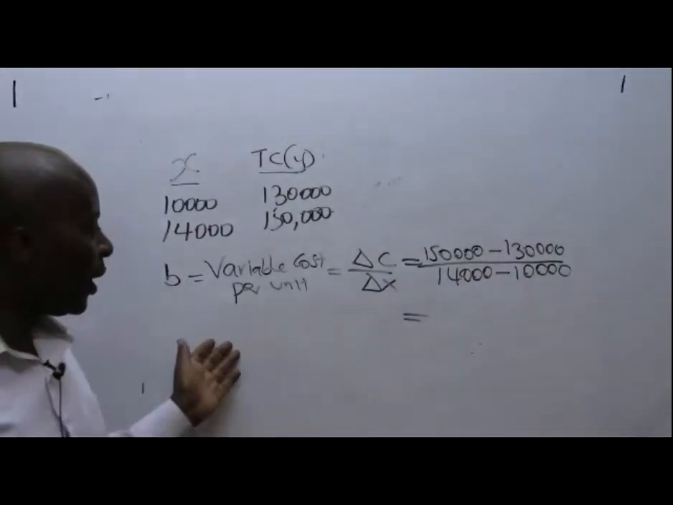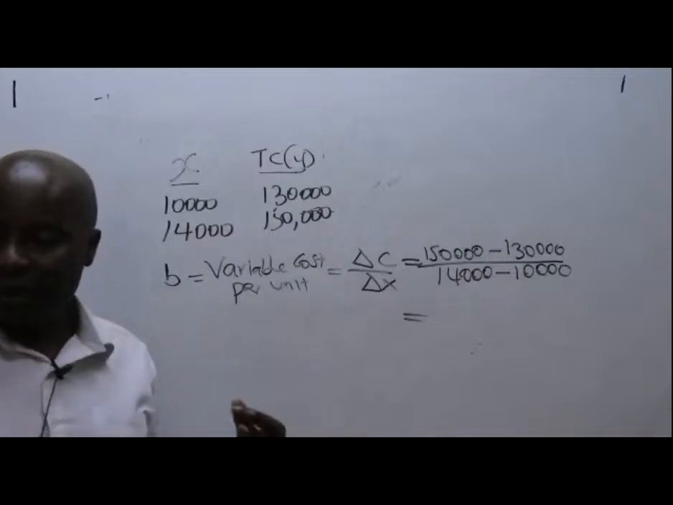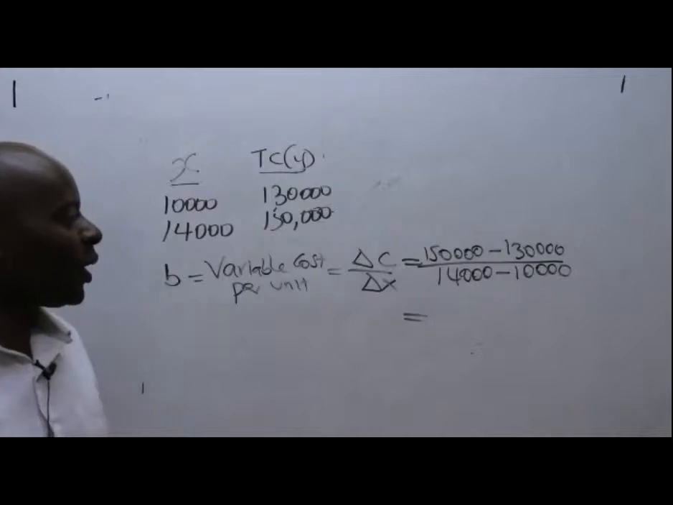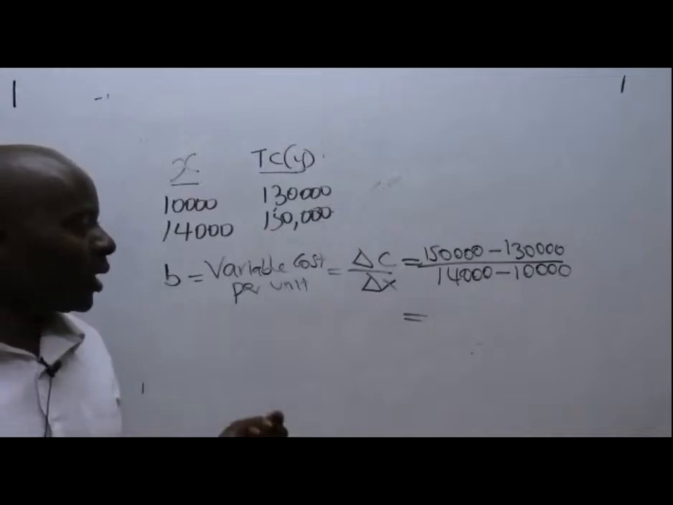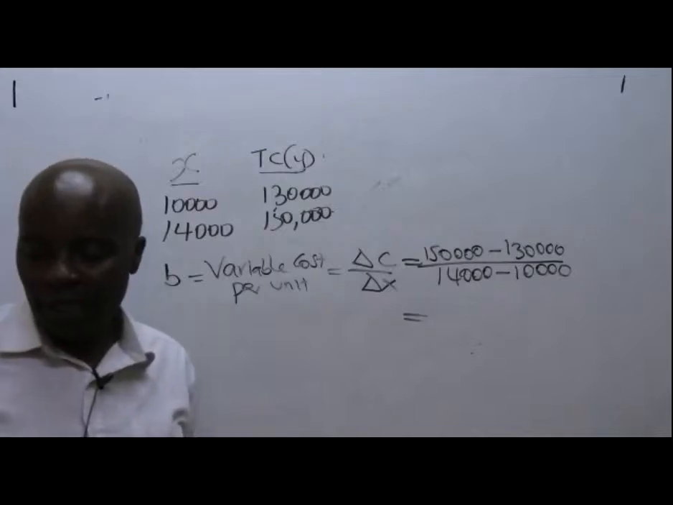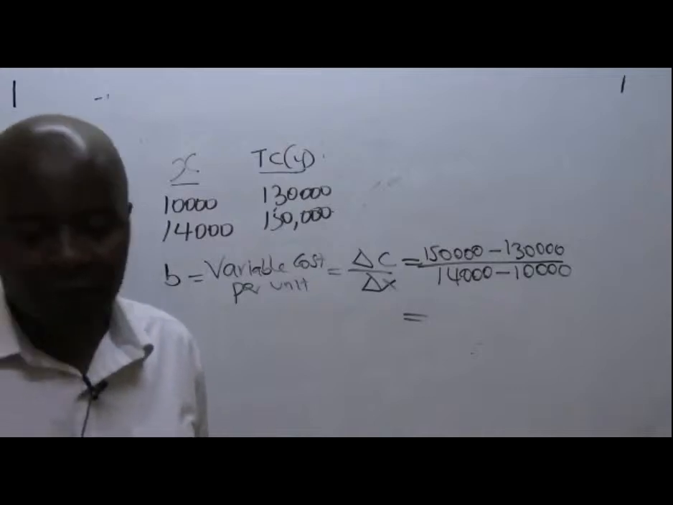Remember, B is the gradient. If you remember our straight lines concept, B is the gradient. So once I have the gradient, I'll be able to talk about variable cost per unit. Please give me an answer. I can see answers here. 5. Thank you very much.